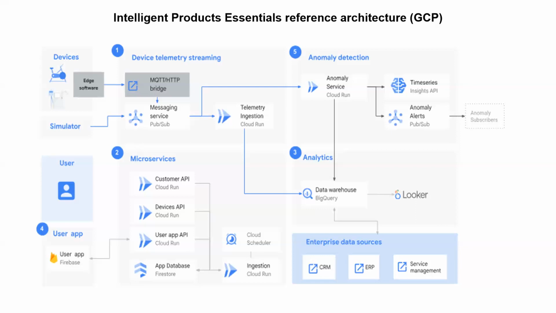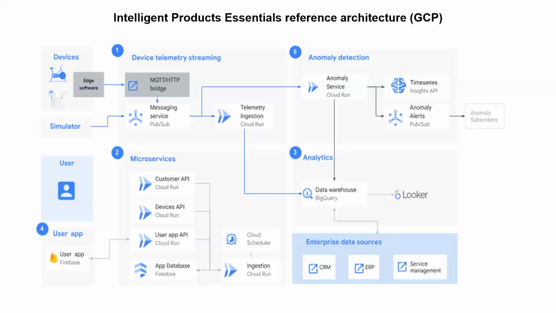Now we have the customer API microservice. It provides an API for the customer information relevant to the product ownership experience. It helps with a unique customer ID for reference and the customer name. The customer API will run on Cloud Run, and the data is stored in a Firestore database instance.